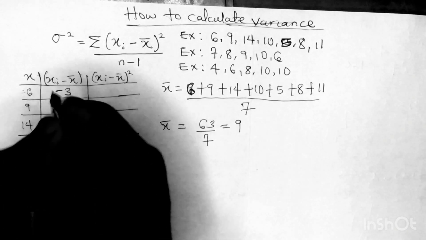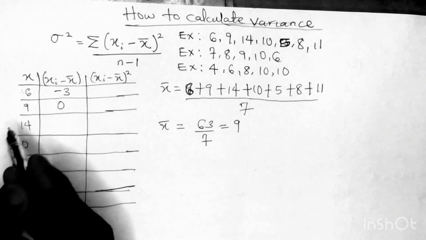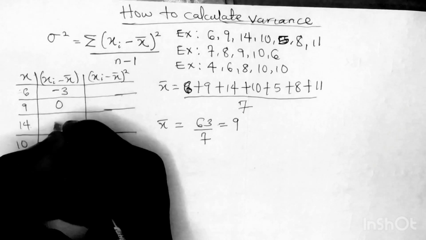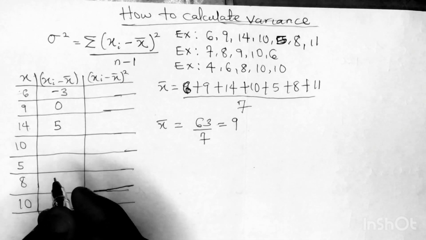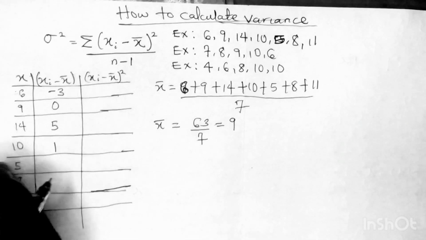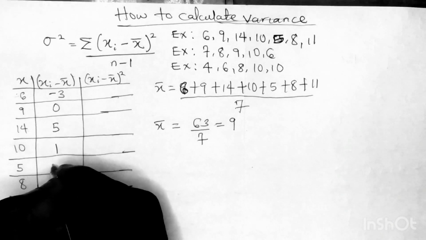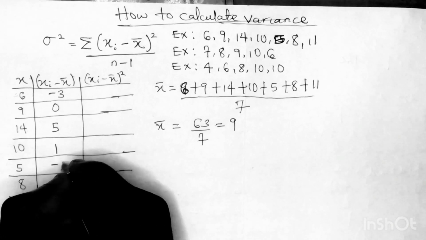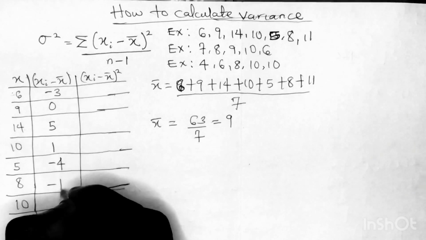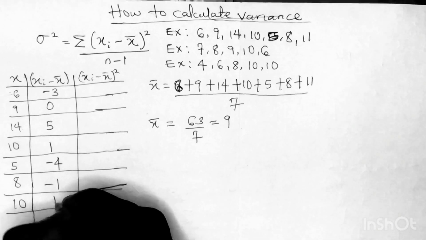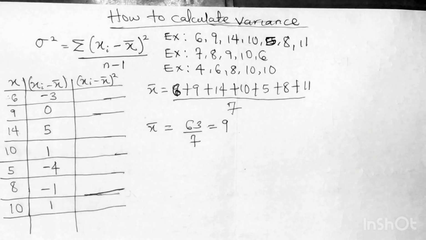Then 9 minus 9 will give us 0. 14 minus 9 will give us 5. 10 minus 9 will give us 1. 5 minus 9 will give us minus 4. 8 minus 9 will give us minus 1. And 10 minus 9 will give us 1. Are you seeing that now?